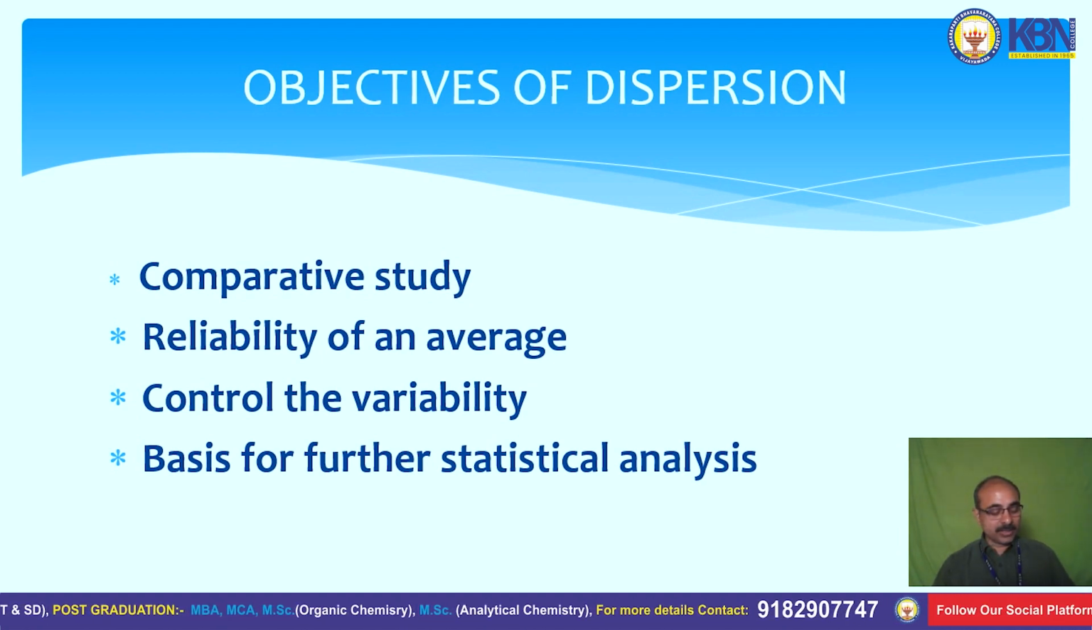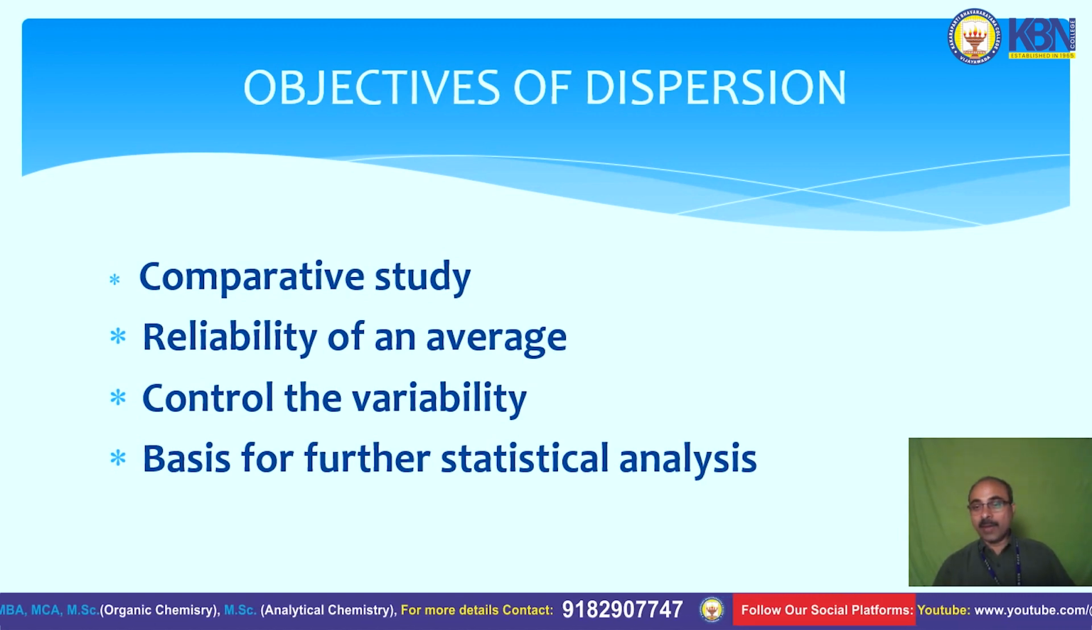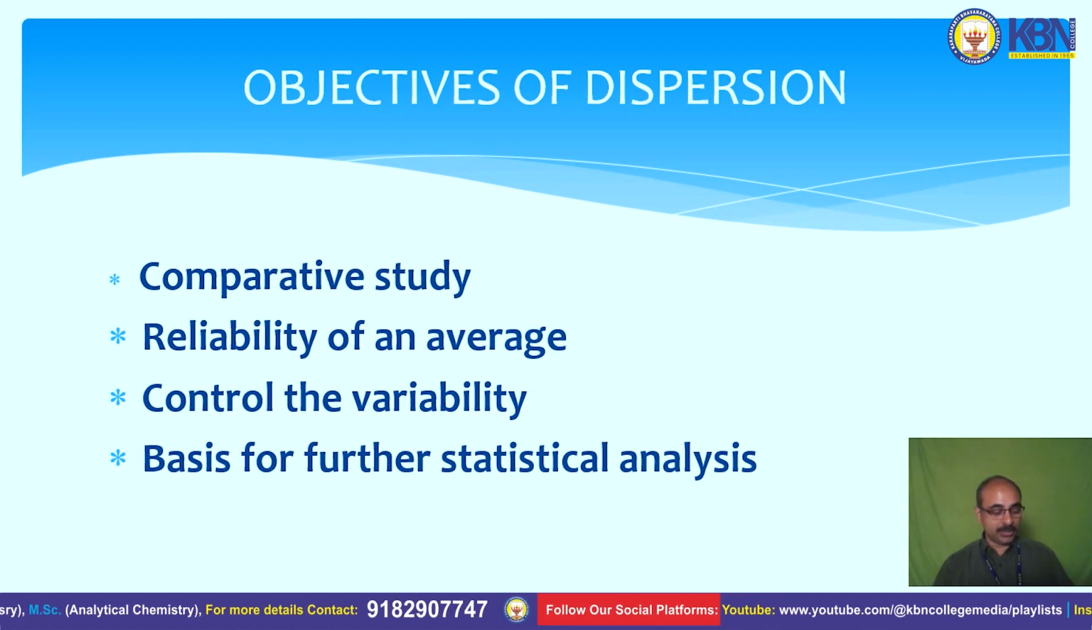The degree of consistency or uniformity of the distribution. This single value particularly helps in making comparison of various distributions. The smaller the value of dispersion, the higher the consistency or uniformity, and vice versa. Particularly, reliability of an average.